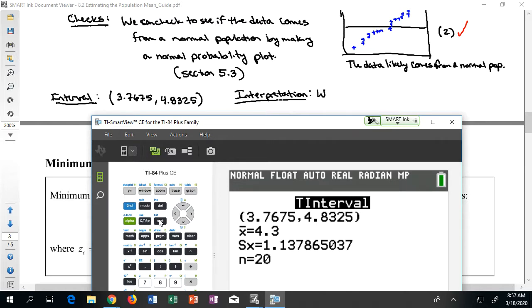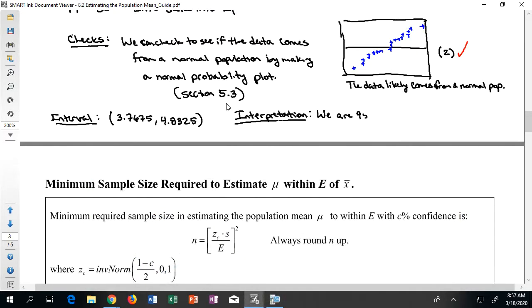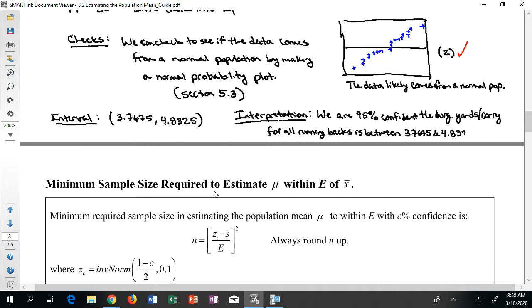4.8325. So when I write my interpretation, I can start by just saying, we are 95% confident the average yards per carry for all running backs is between 3.7675 and 4.8325 yards. Done.